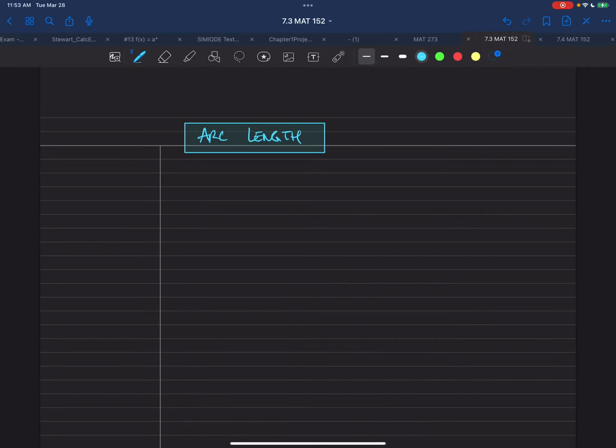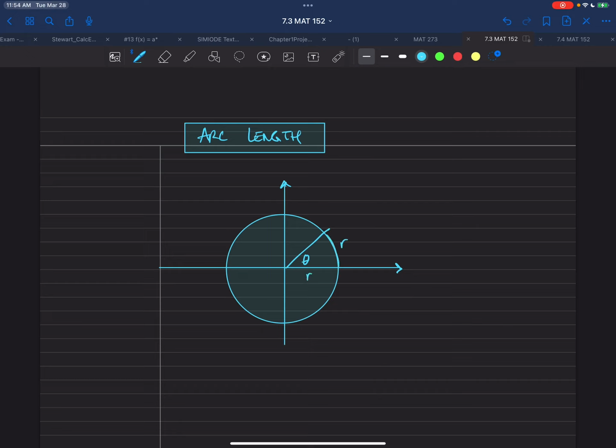Okay, lastly, arc length. Again, this is intimately connected to just the definition of the radian. If we remember, what is a radian? A radian is the angle that cuts off the length of the radius on the outside. And so if we were to scale this up, let's say we wanted to find out how long is this piece of the circle, for a circle of radius r.